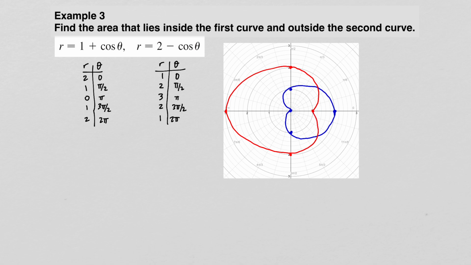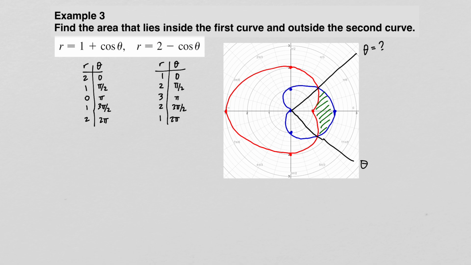And now remember, we want to find the area that lies inside of the blue curve, which is in here, and outside of the red curve. So here's the red curve. So inside the blue and outside the red is going to be this area right here. So the next thing we need to do is figure out, where do these curves intersect? What is the value of theta here, and what is the value of theta here?